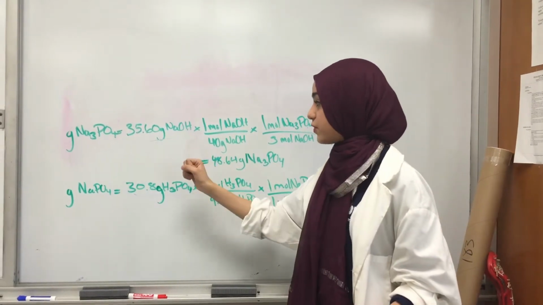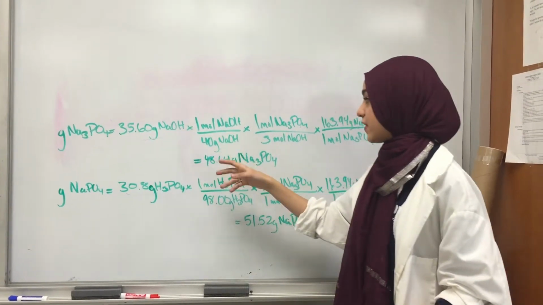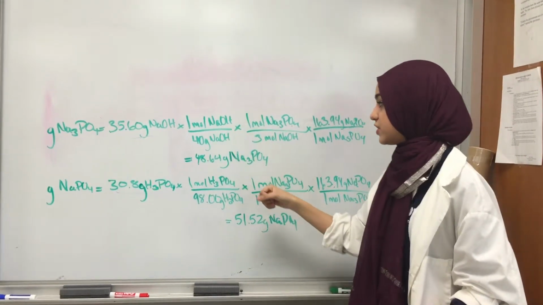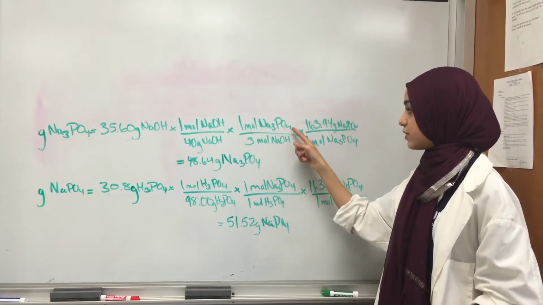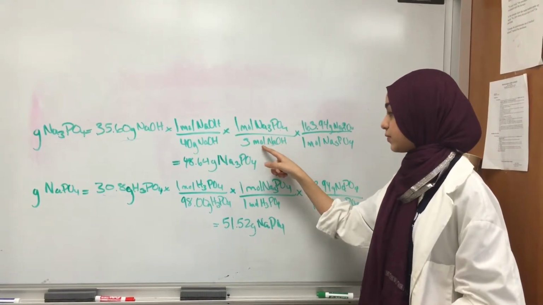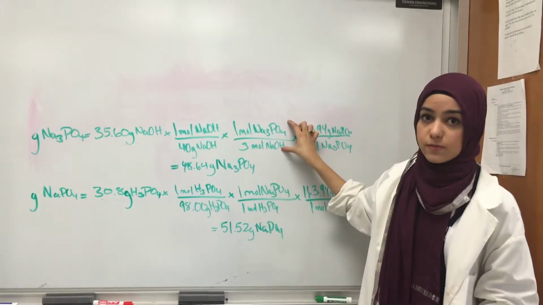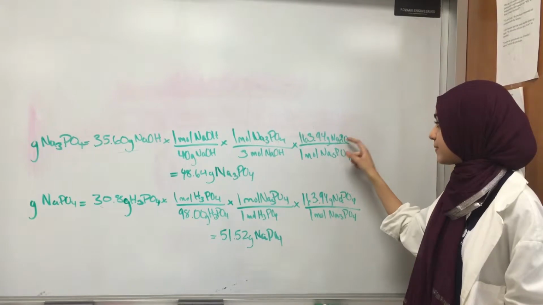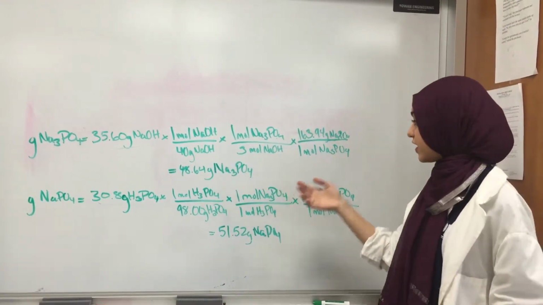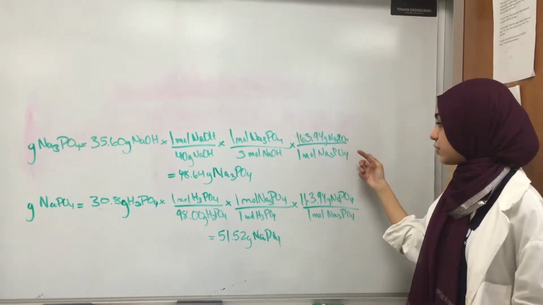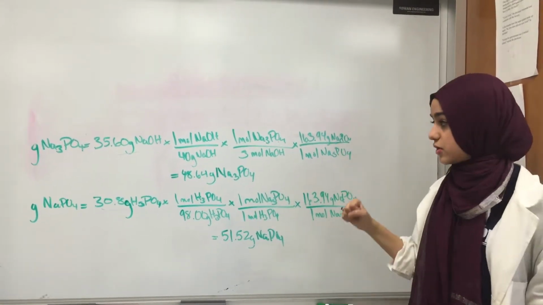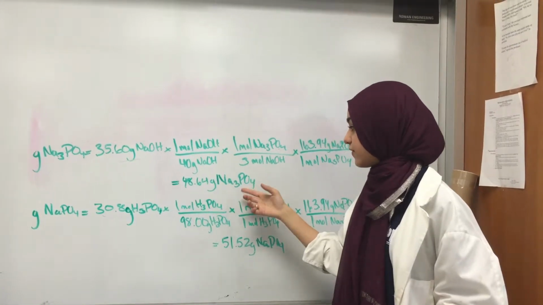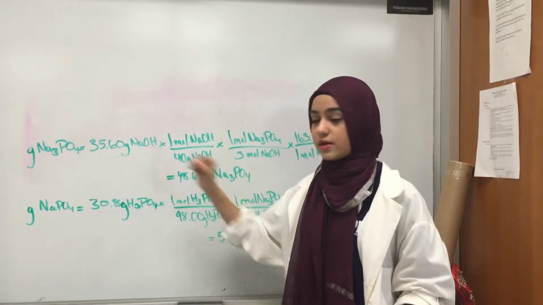So we start off with 35.6 grams of NaOH, and then we use the molar mass. So 1 mole of NaOH over 40 grams of NaOH, times 1 mole of Na3PO4 per 3 moles of NaOH, which we get straight from the balanced equation, and then we multiply that by the 163.94 grams of Na3PO4, which we're trying to find, over 1 mole of Na3PO4. We find that we get 48.64 grams of Na3PO4 from the NaOH.